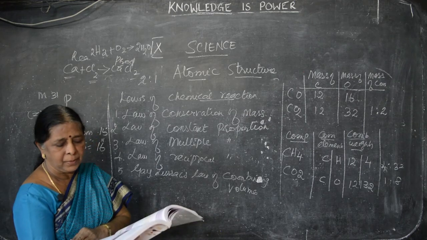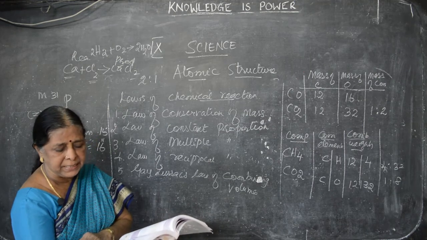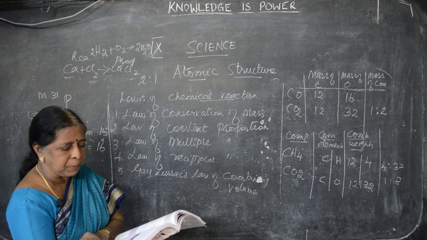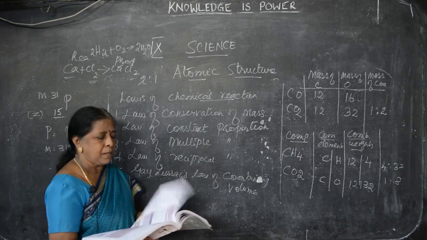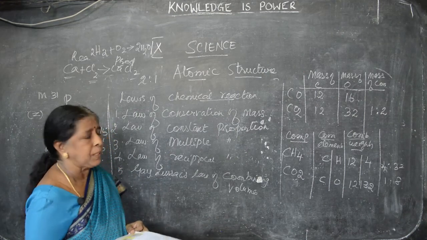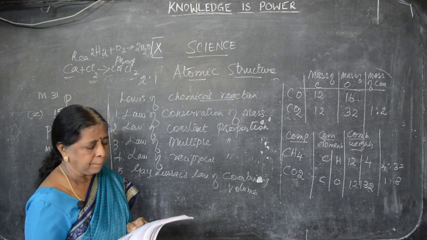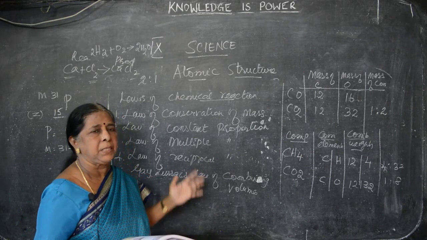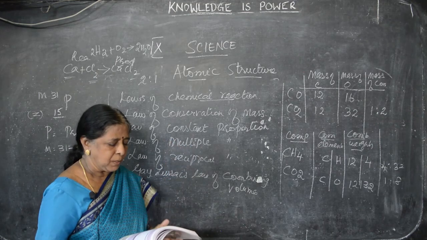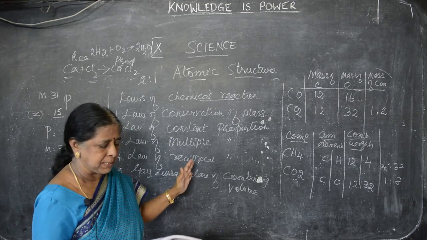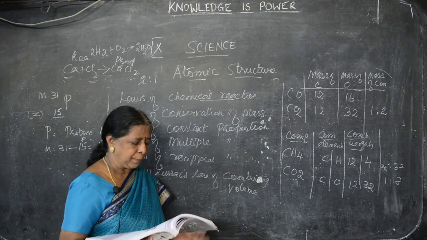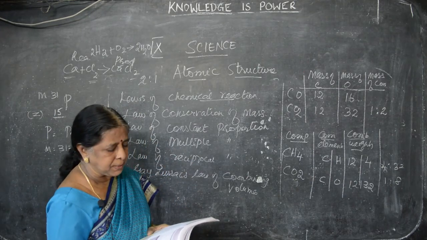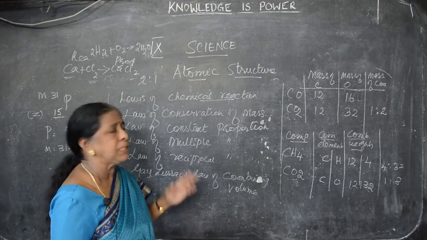John Dalton. Just underline the names of the scientists. Law of reciprocal proportion by Richter, and law of combining volumes by Gay-Lussac. According to Gay-Lussac's law, whenever gases react together, the volumes of the reacting gases bear a simple ratio, and the ratio extends to the product when the product is also in a gaseous state.